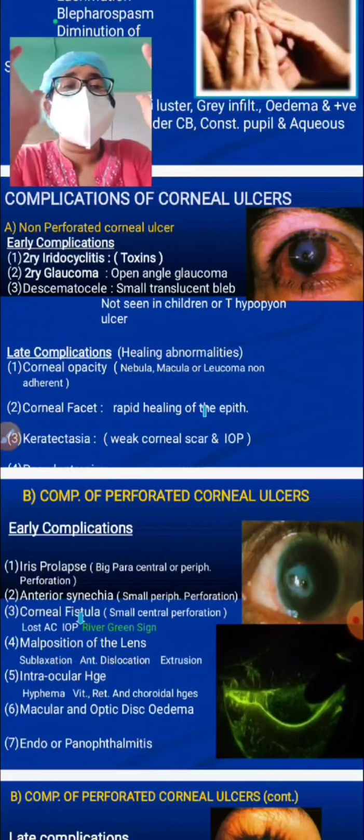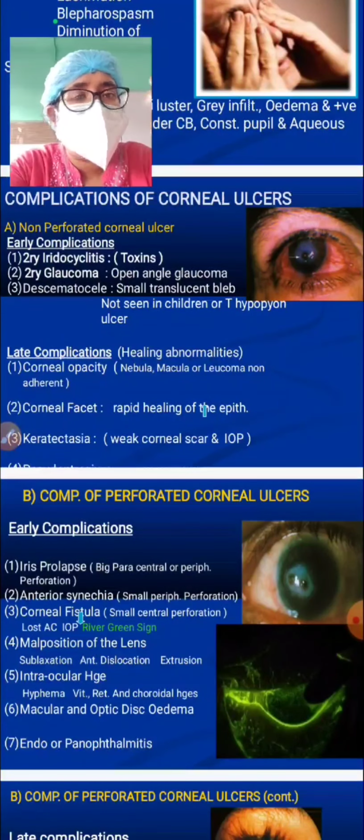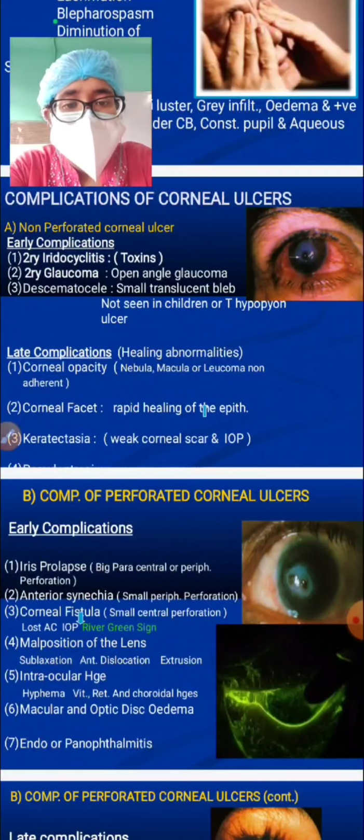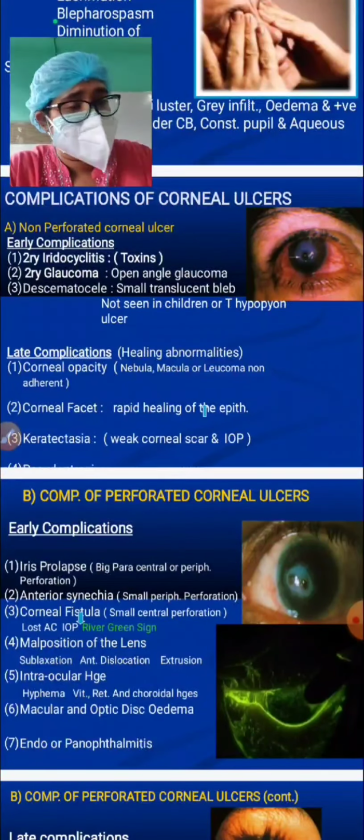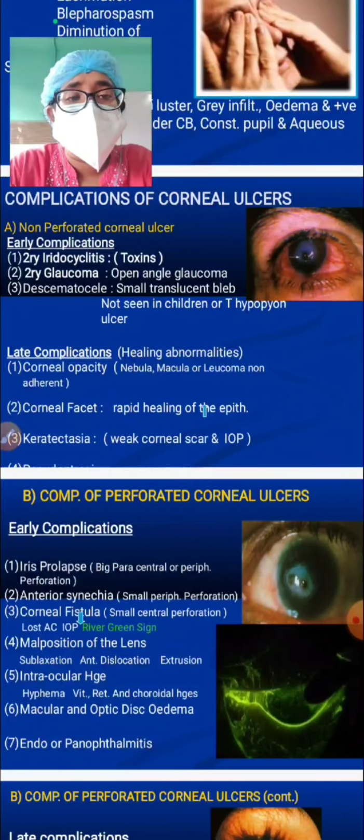These complications of the corneal ulcer can be divided into non-perforated and perforated corneal ulcer. Non-perforated means it has gone up to Descemet's. The denudation of the epithelium and stroma has gone up to the Descemet's layer, leading to formation of the descemetocele. That is the stage called impending perforation. It is not yet perforated, but it may perforate at any time.